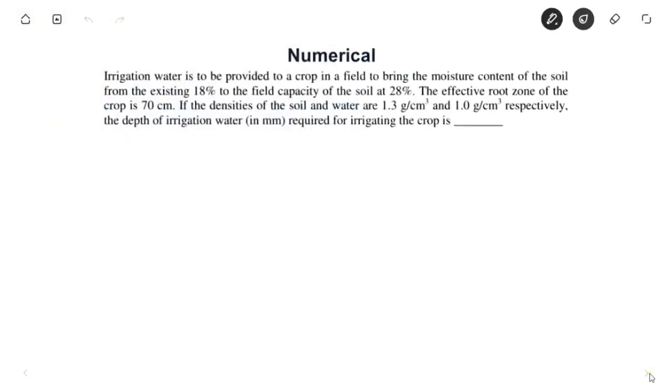Let us solve the numerical to clear our concept. So this is the question. I took this question from some site on the net. Irrigation water is to be provided to a crop to bring the moisture content from 18% to 28%, that is the field capacity of the soil. So already the moisture content is around 18% and we want to bring it to 28%.